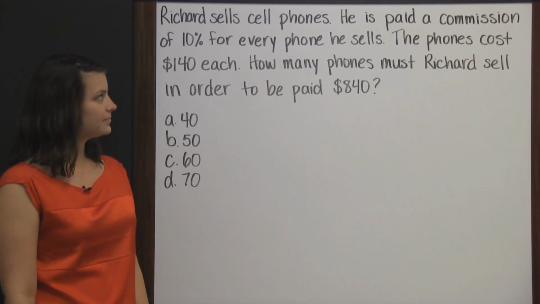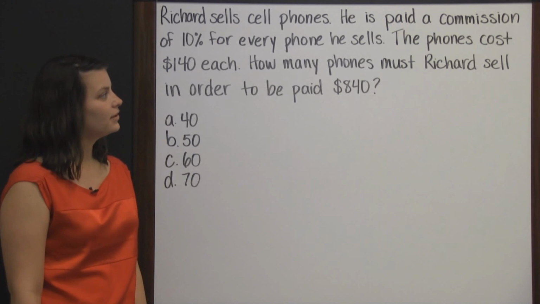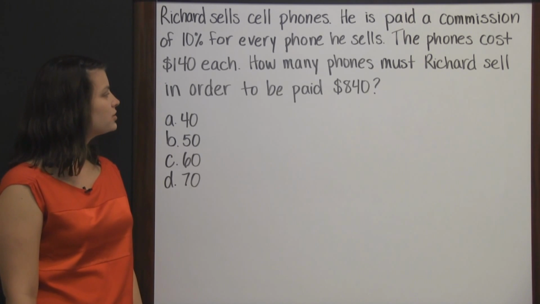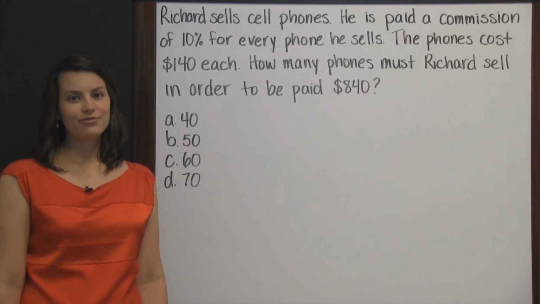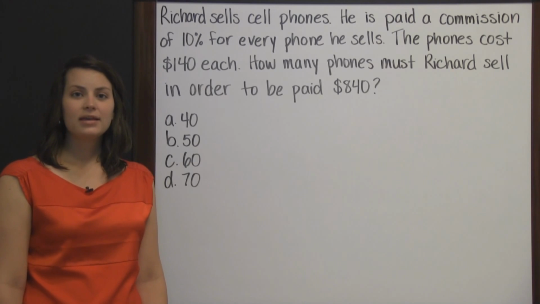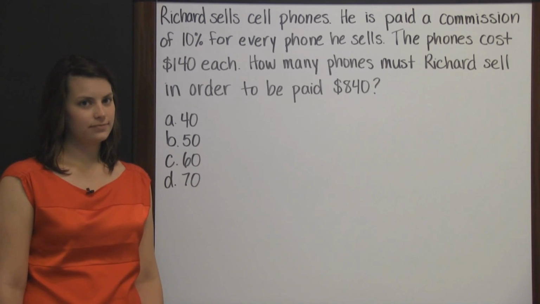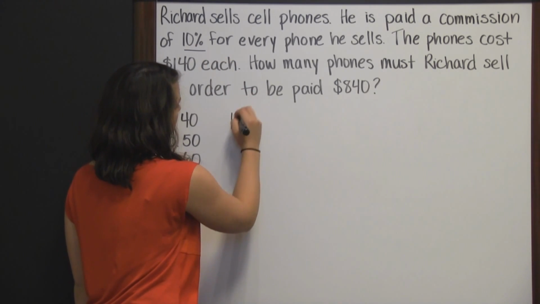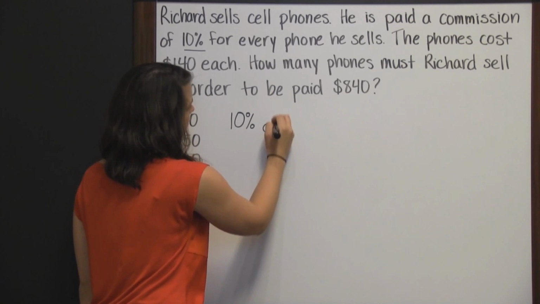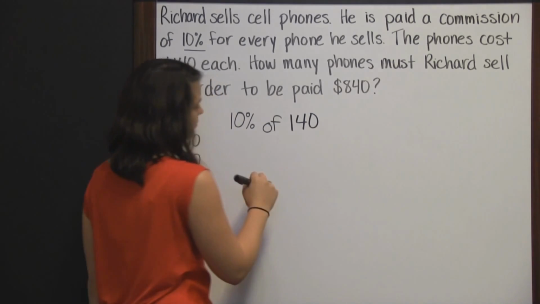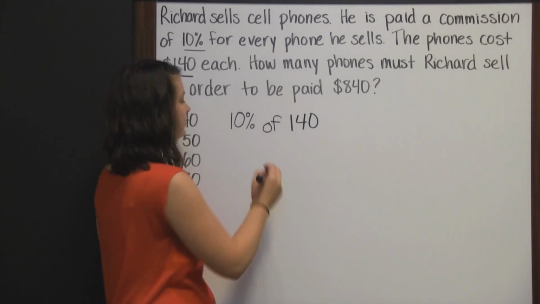Richard sells cell phones. He is paid a commission of 10% for every phone he sells. The phones cost $140 each. How many phones must Richard sell in order to be paid $840? First, we want to figure out how much he makes from selling each phone. We know that he makes 10% of the cost of the phone, which is $140. Of means to multiply.